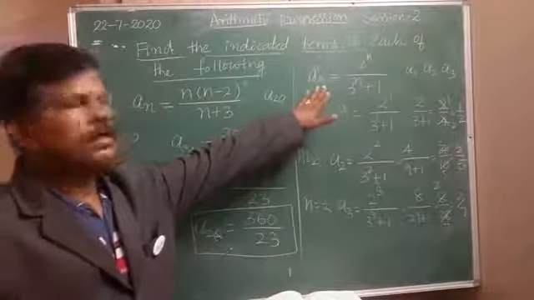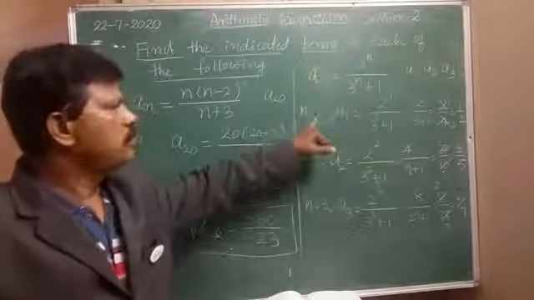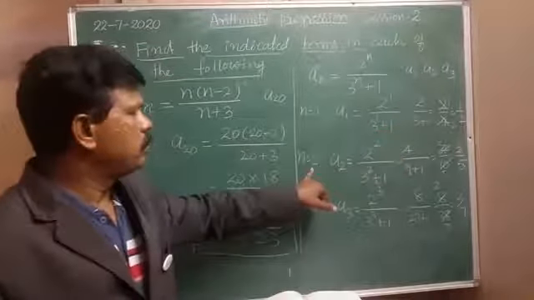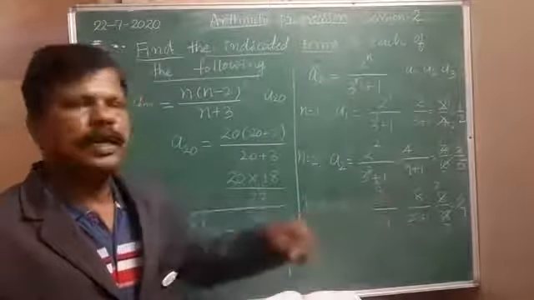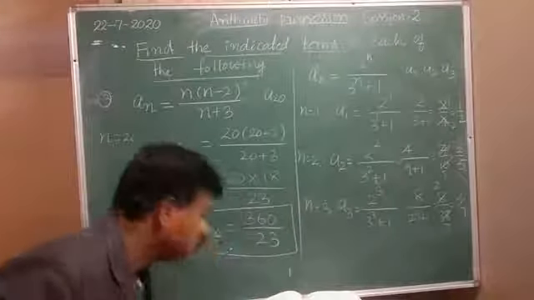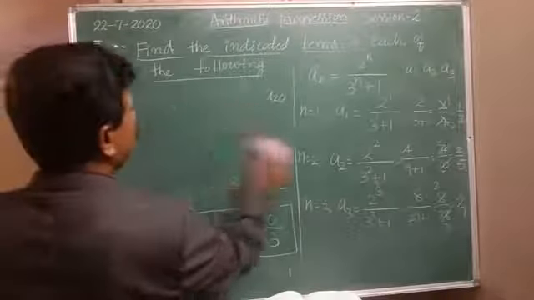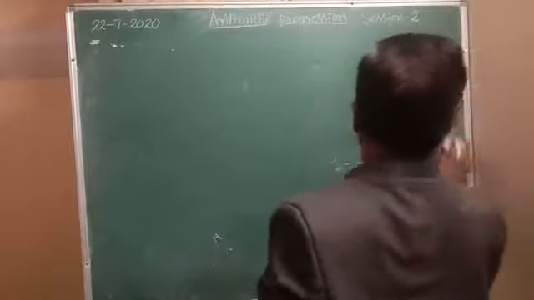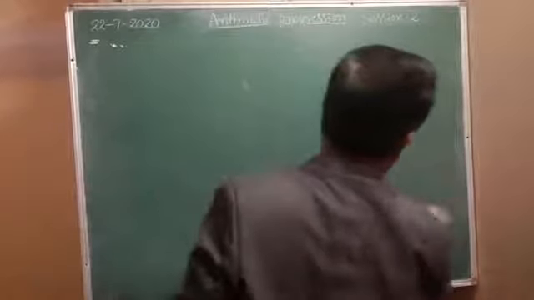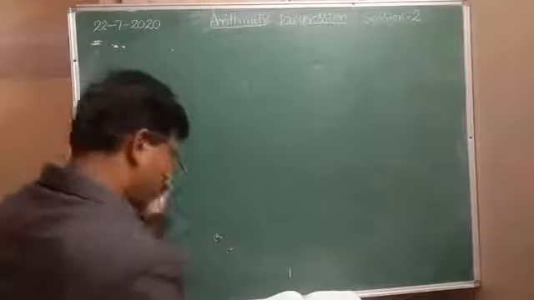Clear this? The nth term is described by 2 to the power of n by 3 to the power of n plus 1. So when you substitute n equal to 1, we will get 1 by 2. When you substitute n is equal to 2, we will get 2 by 5. And when you substitute n is equal to 3, we will get 2 by 7. So this is finding the required term using the nth term of a progression. When they give the nth term of a progression, this is how to find out the terms of the progression. So you learn that. If you have doubt, you can call me.